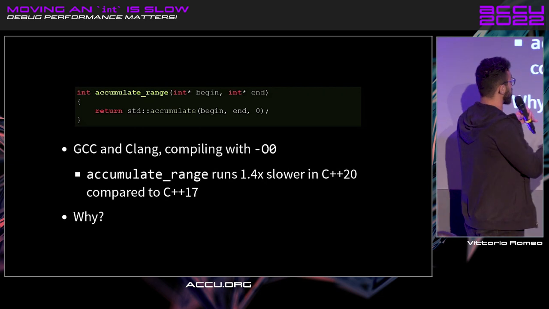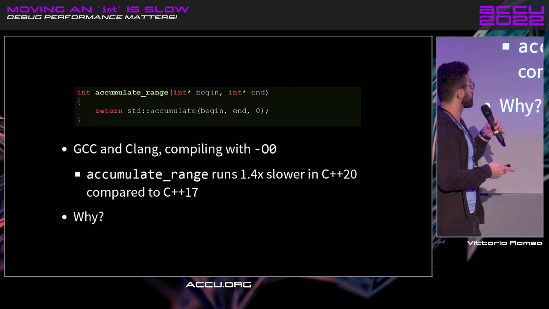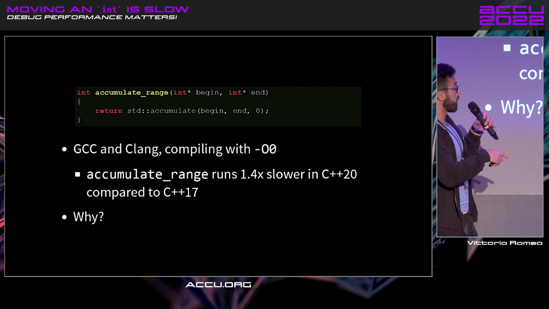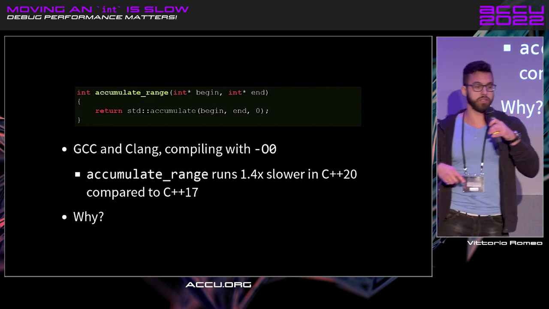And if I benchmark this with a reasonable data set, I will see that it will run around 1.4 times slower in C++20 mode compared to 17. Why?